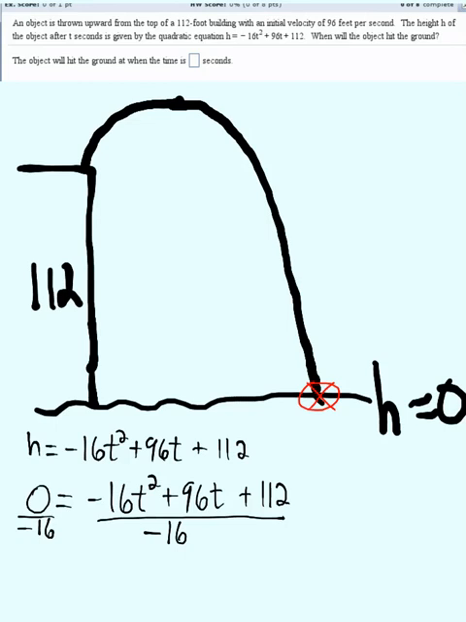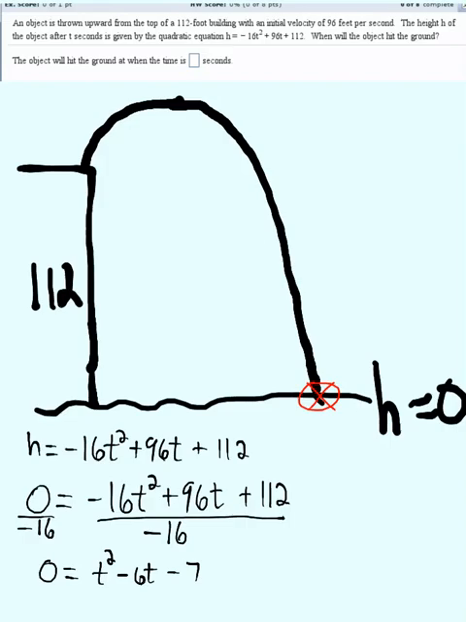So that gives us the equation 0 equals t squared, or actually it's now going to be minus because we divided by negative, minus 6t minus 7. Take a moment, pause the video, and go ahead and solve this equation. And when you do, you should get two answers, t equals 7 and t equals negative 1.